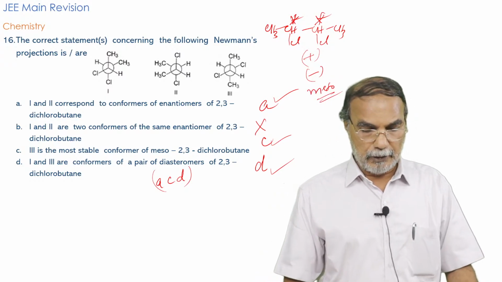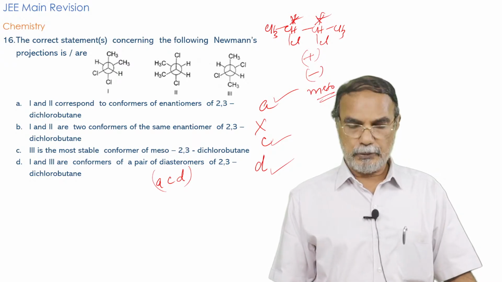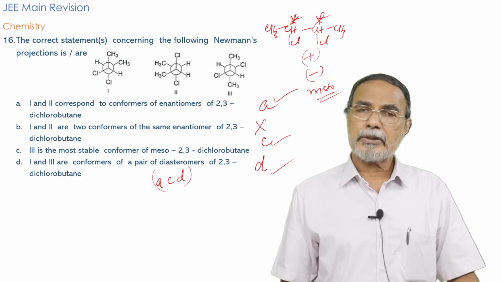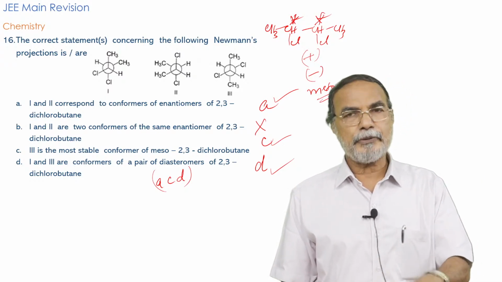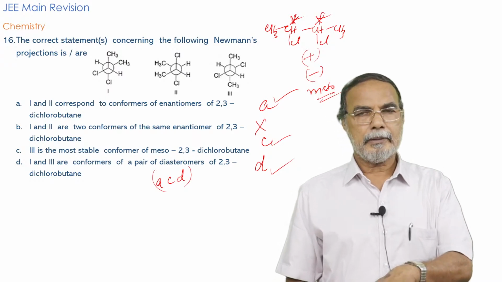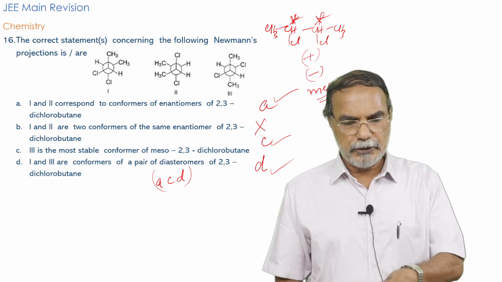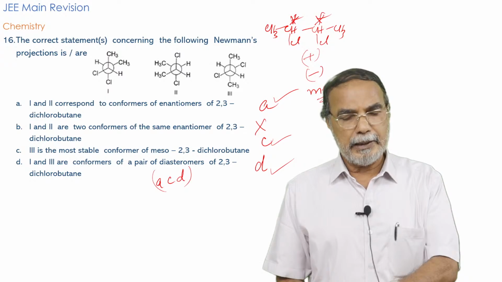And the wrong statement is that 1 and 2 are conformers of the same enantiomer of 2,3-dichlorobutane. 1 and 2 are actually conformers of the enantiomers. That means these 2 are different compounds. All the 3 are different compounds. They are enantiomers, and these are diastereomers.